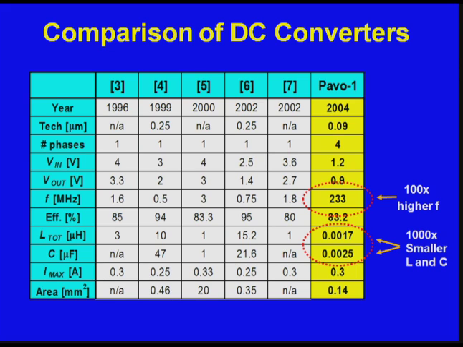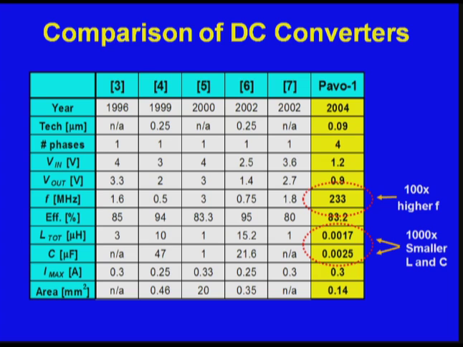If you look at this plot, the years are across the top, and then we have the various parameters that we were looking at. Basically, the switching frequency is here. You can see between 0.5 megahertz and 3 megahertz was pretty typical in those days. The result is that you had to have an inductance between 1 microhenry and 15 microhenries, and the capacitance was in microfarads.